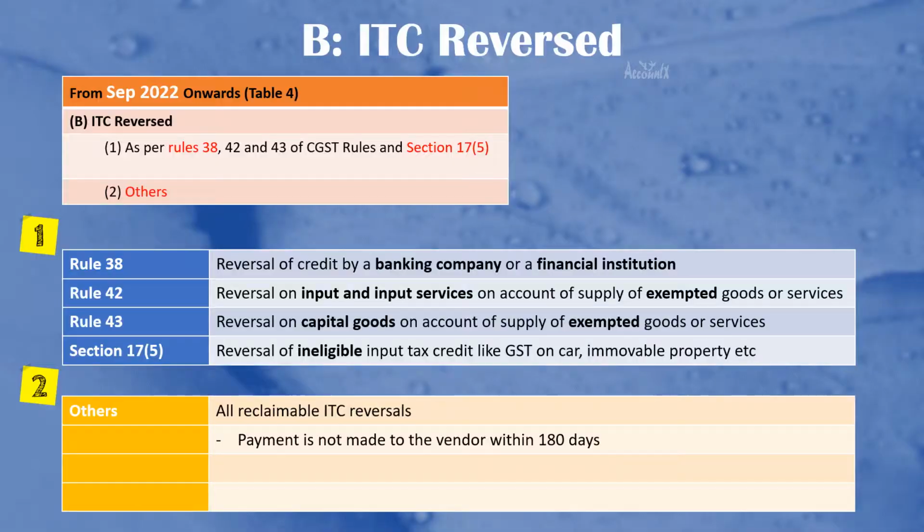For example, let's say you buy goods and you avail input tax credit. Now you have to make payment to your vendor within 180 days. If you don't make payment within 180 days, then you have to reverse this input tax credit and pay interest. So such reversals can be done here.